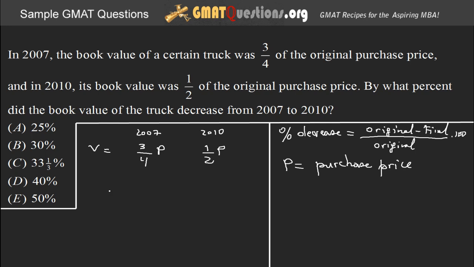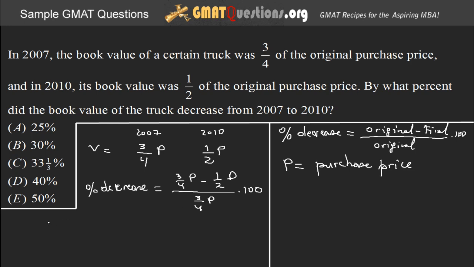If you follow what I did in the previous question, the percentage decrease is equal to the original. What is the original here? 3/4 of P minus 1/2 of P divided by 3/4 of P times 100.